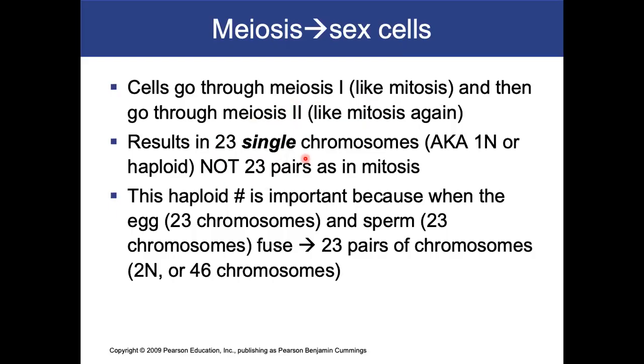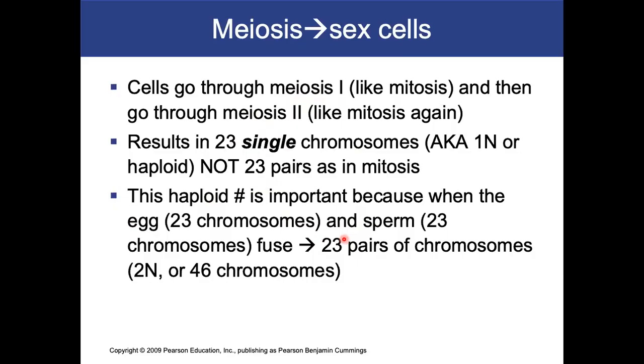So you have this stem cell, which constantly kicks out a pre-sperm cell or a pre-egg cell. And then the pre-sperm and pre-egg cell go through meiosis 1 and meiosis 2. The result of this is 23 single chromosomes. We call this one N or haploid, not 23 pairs, right? This haploid number is important because when the egg, which has 23 single chromosomes, and the sperm, which has 23 single chromosomes, fuse, you have 23 pairs or 46 chromosomes or 2N, right?